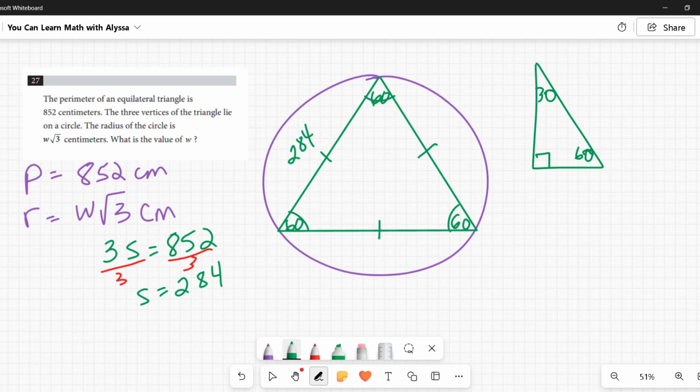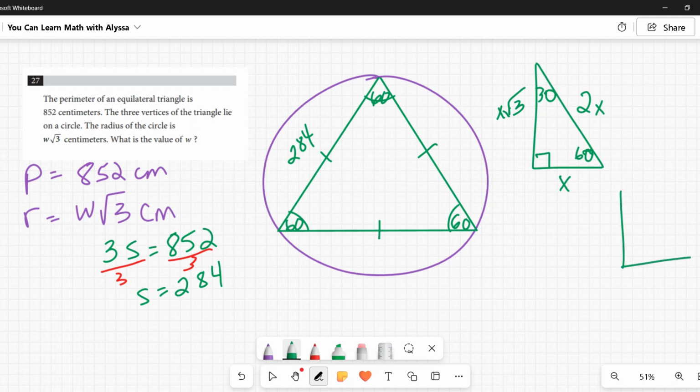So the pattern is like this. The leg that's next to the 60, you can represent with x. The hypotenuse is 2 times that number, or 2x. And the leg next to the 30 is that number times the square root of 3. And that's the pattern it follows.